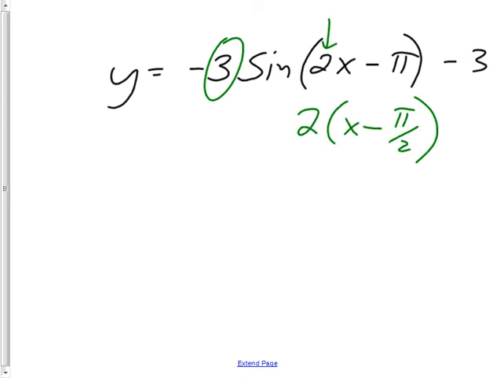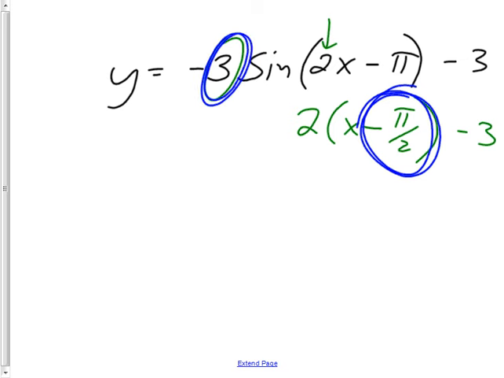You factor it out like that, and after you factored it like that, this is your phase shift, which would be right pi over 2, also known as right 90 degrees. So that's the phase shift part. This is the amplitude part. What else does it ask you?